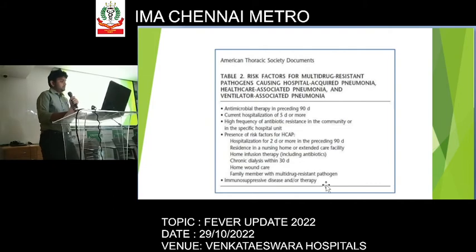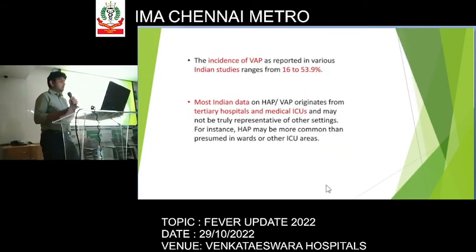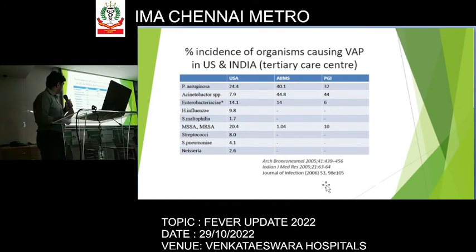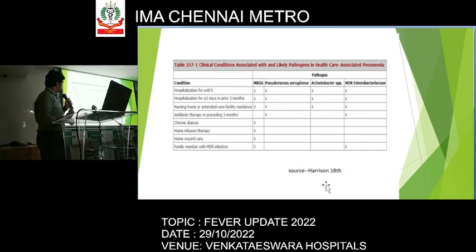The incidence of VAP is around 16 to 53.9%. And the common pathogens isolated in the ICU setting are Pseudomonas, Acinetobacter, and Enterobacter, followed by MRSA. So this is a clinical condition associated with hospital-acquired pneumonia. With hospitalization, the more common organisms will be Pseudomonas, Acinetobacter, and Enterobacter in most of the conditions. And in a patient with chronic dialysis and infusion therapy, we have to consider the MRSA pathogens.